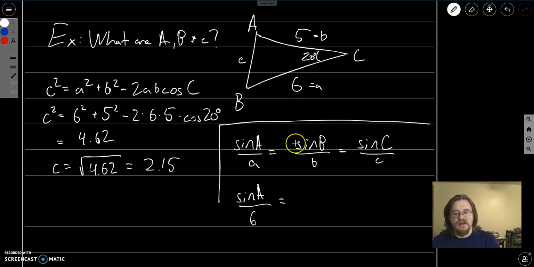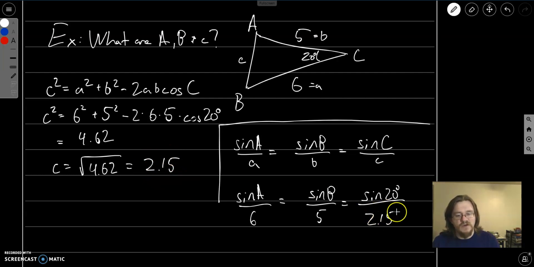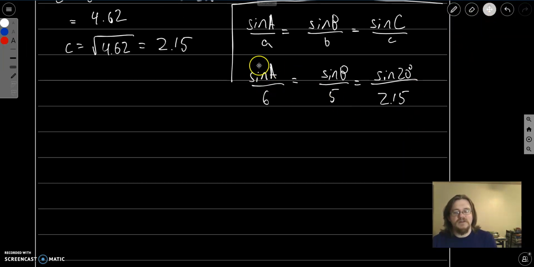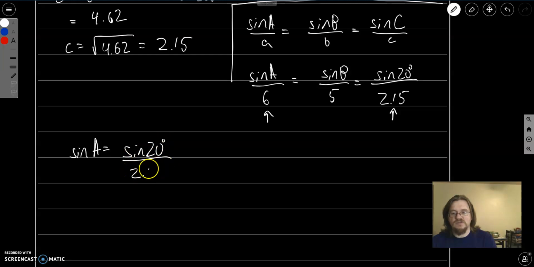So I don't know what A is, for instance, but I do know what the side length a is. That's 6. I don't know what the sine of the angle B is, but I do know that that side length is 5. And then I do know this angle, so it's going to be the sine of a 20-degree angle. And that opposite side we know is approximately 2.15. I still have that in my calculator, so I can use that if I need to. So this gives us a very easy way of figuring out the sine of the angle A. So I'll use this guy and this guy. So we have the sine of the angle A is equal to sine of 20 degrees divided by 2.15 times 6.